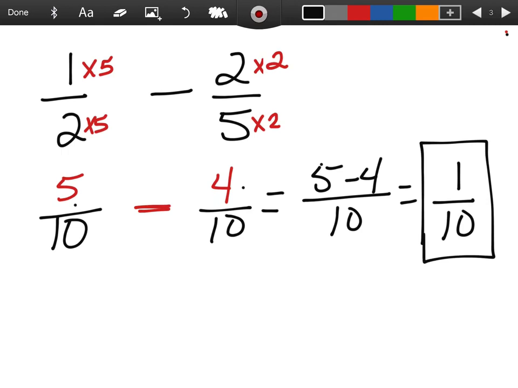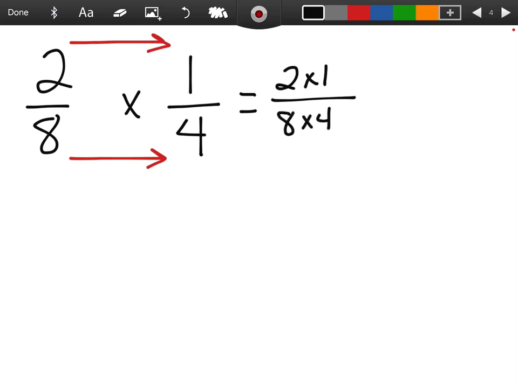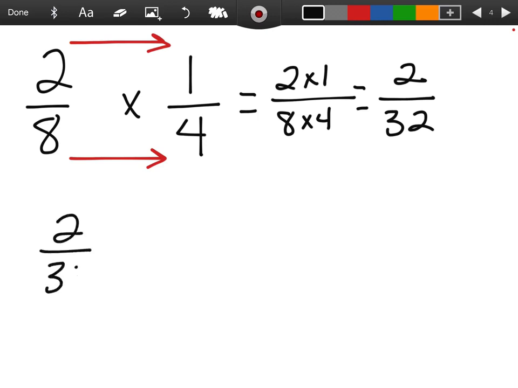And there we go. Okay, moving on to multiplication. Multiplication is probably one of the easiest ones to do because all you literally have to do is multiply. I'm going to, again, pretend like I'm on a train track. I go in my lane, I can't get off, straight across, 2 times 1 in my numerator, 8 times 4 in the denominator, and I am going to get what? Well, 2 times 1 is 2. 8 times 4 is 32. Okay, so I've got 2 over 32.